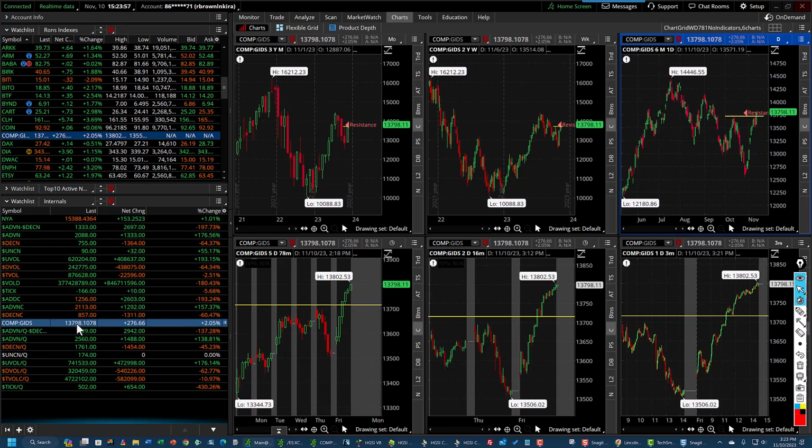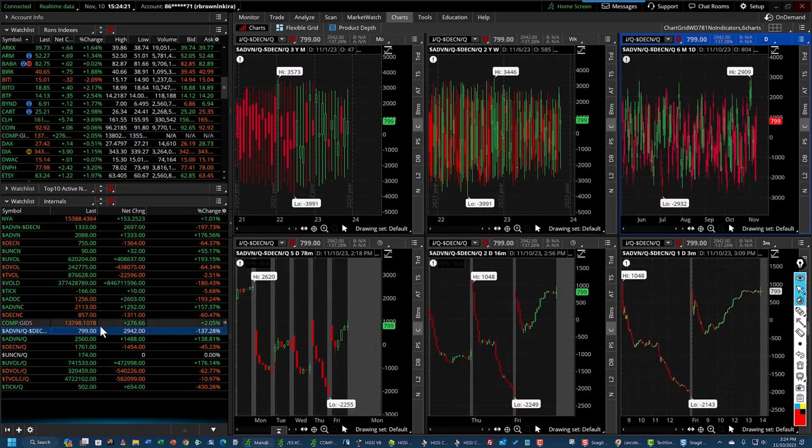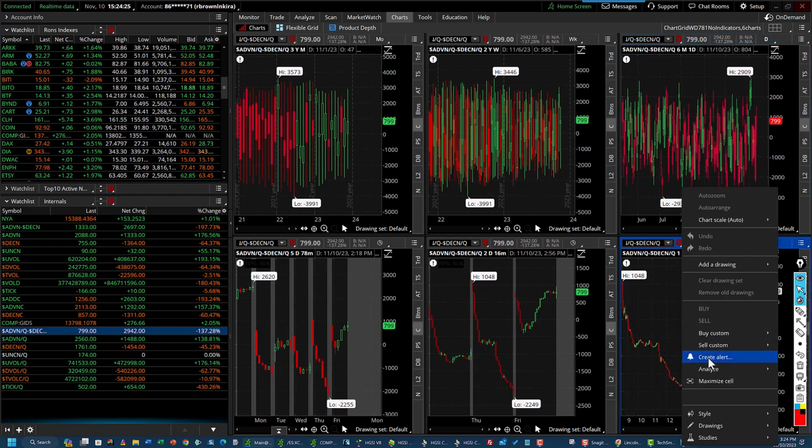Now, down here on the comp, it was 799 more advancers than decliners, 2560 minus 1761. So not quite as strong, I don't believe, but still very strong on both of them. Now, what's interesting here, and I'll just use the comp, you can chart these, and this is a 3-minute chart.